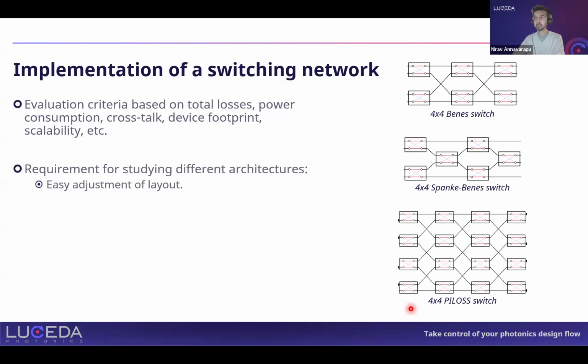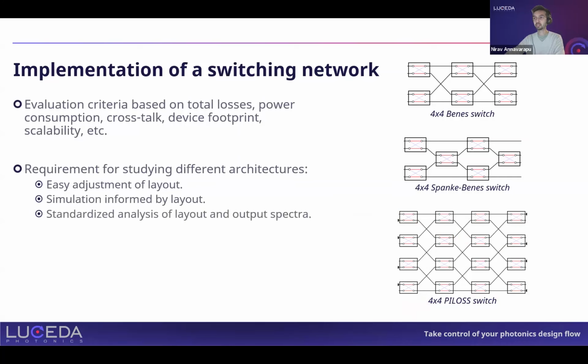Ideally, with a parametric approach, you just have to punch in a few numbers and you'd get a circuit with as many inputs as you'd like with very little manual effort from a designer. Circuit simulation must be powerful, where you want to be absolutely sure that what is being simulated is what is drawn on the layout. And you also want to analyze all output spectra in the same way so that there's apples to apples comparisons between the different architectures.